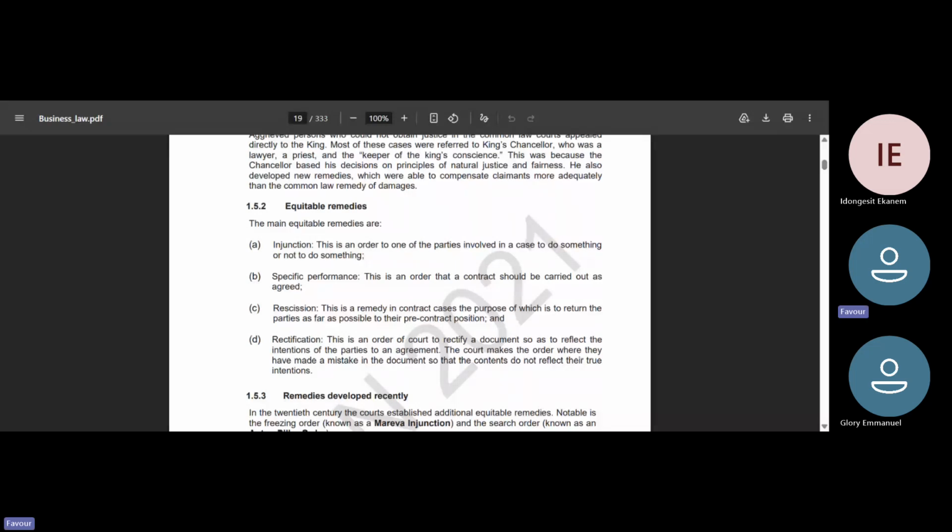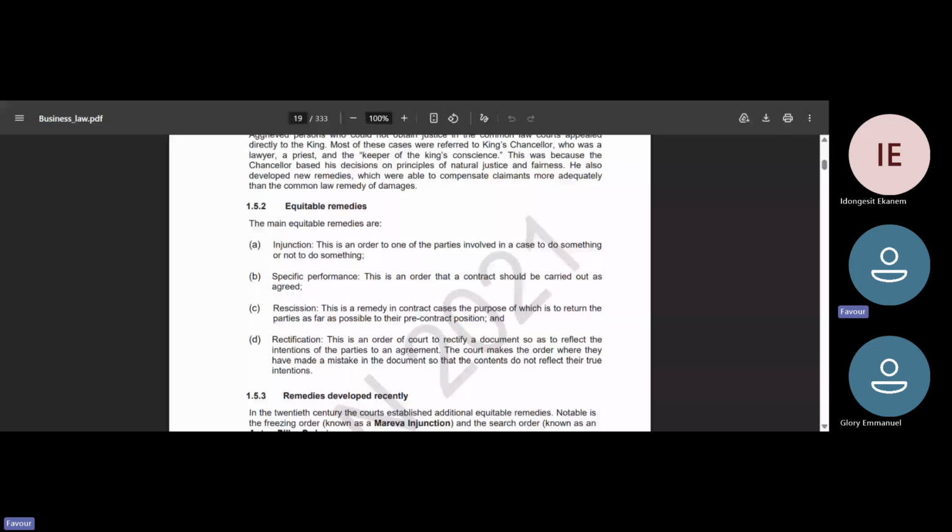So then the last one is rectification. Rectification is a court order to rectify a document so as to reflect the intention of the parties to an agreement, right? It's like we both agree on A, but in the document it is reading B. So this is a court order to rectify it from reading B to read A. It was probably an error or something. We both agreed on A, but in the contract document, it is saying B instead of A that we agreed on.